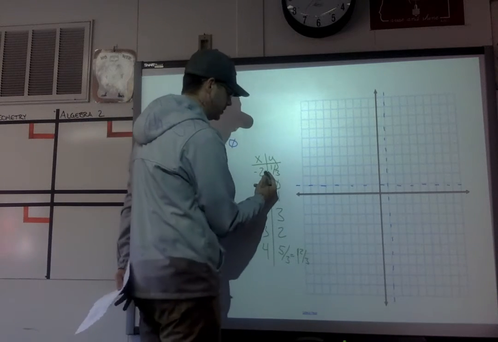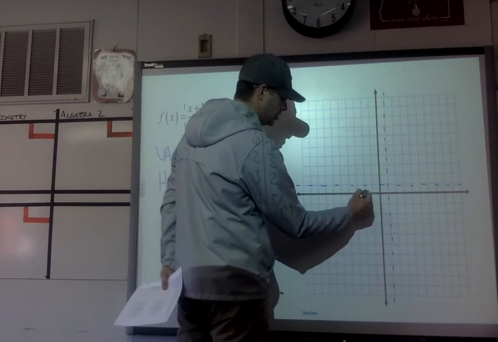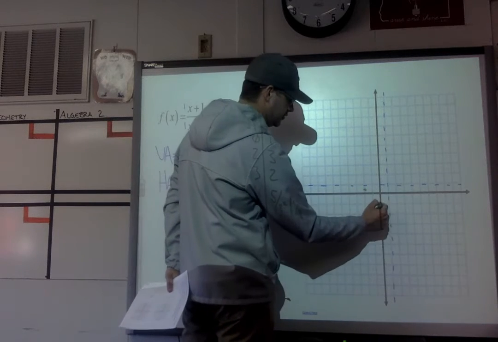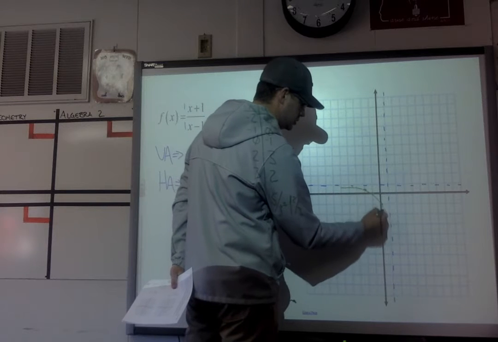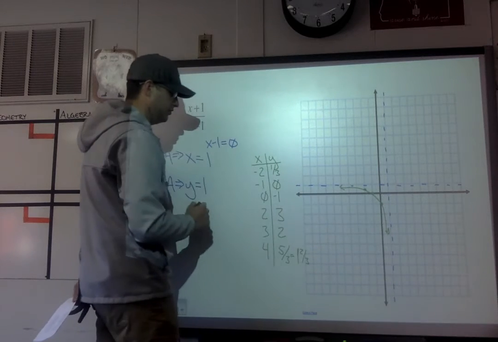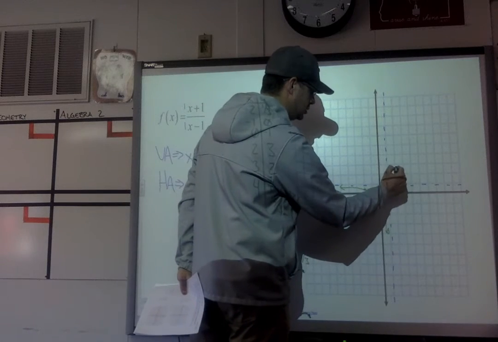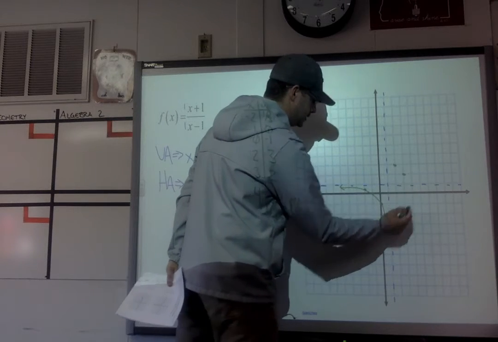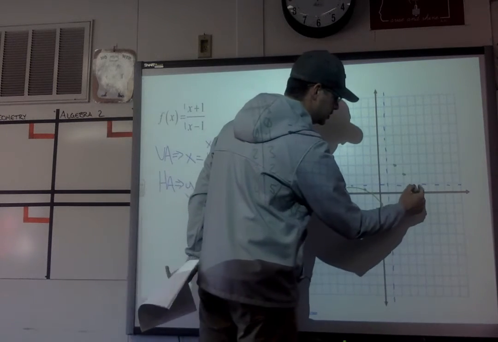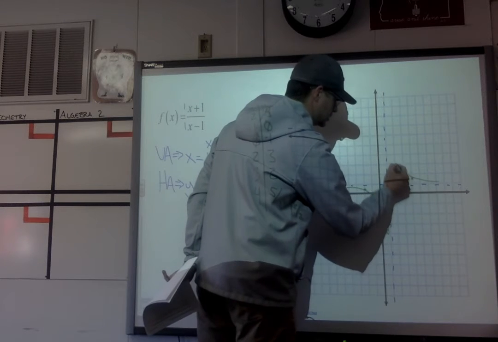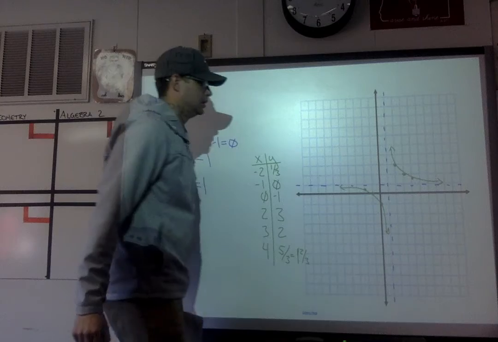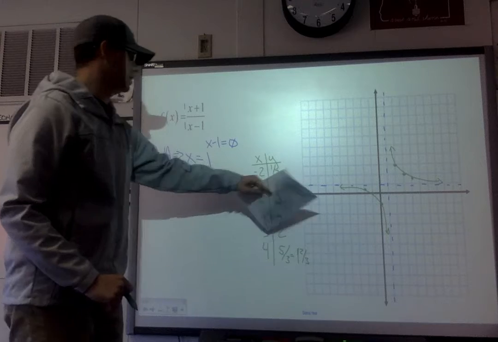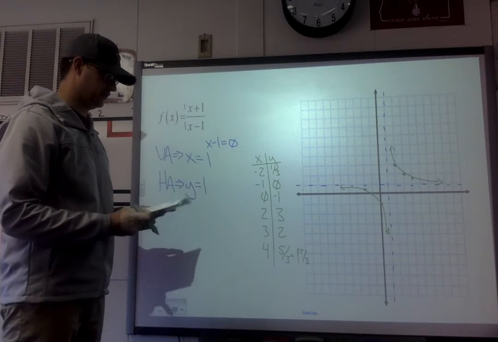So now we're going to graph our points. -2, 1/3. -1, 0, and 0, -1. Go ahead and graph that curve. Then 2, 3, 3, 2, and 4, 1 2/3. Missed my dots a little bit, but that would be our graph for that rational function.